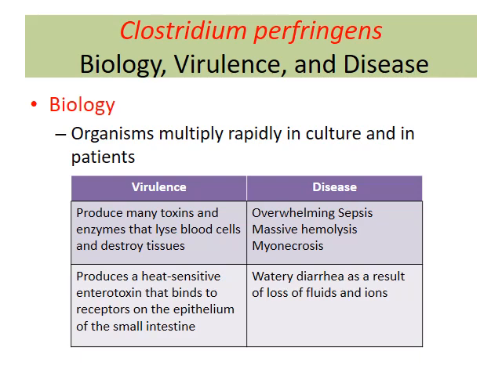They also produce heat-sensitive enterotoxin, and that basically binds to receptors on epithelium. That's why you get a watery diarrhea, and you lose fluids and ions. So this is typical for Clostridium perfringens. So of course, food poisoning will be one of that.